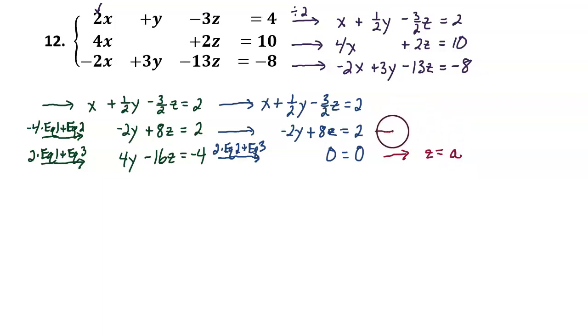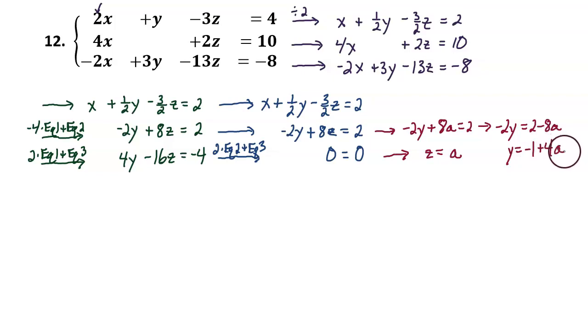Then I'm going to do back substitution like we've done before. Negative 2y plus 8 times a is equal to 2. Therefore, negative 2y is equal to 2 minus 8a. Then divide both sides by negative 2 to get negative 1 plus 4a. At this point, we have the value of z is equal to any real number, which we've called a, and we've described the value of y in terms of the value of a.